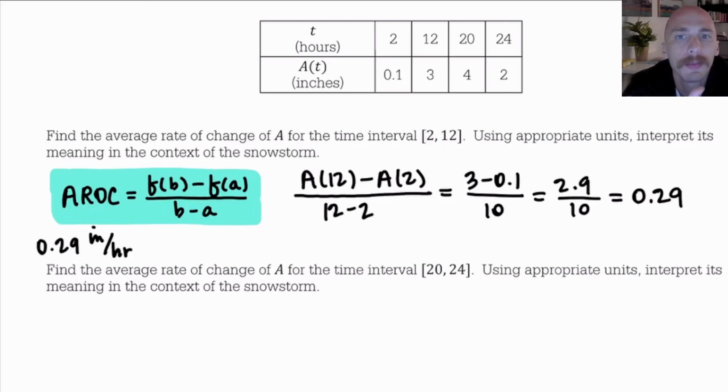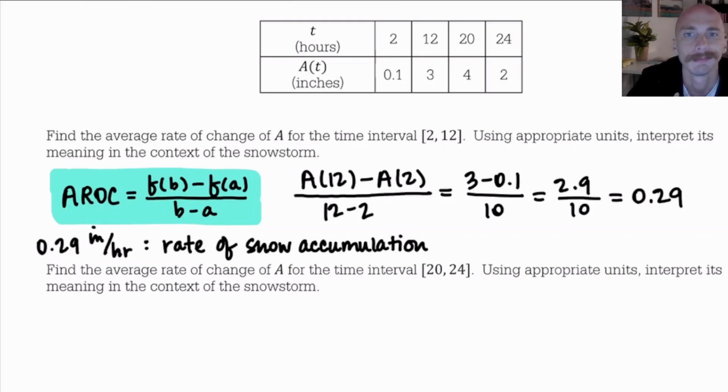And I think that oftentimes the units can kind of lead you to the direction of the meaning. Inches per hour, okay, that would be like the rate at which the height of the snow outside the door was increasing or decreasing. And so we'll say that between time t equals 2 hours and t equals 12 hours, on average, the height of the snow was going up 0.29 inches each hour. Okay, and so I would say, maybe in words, something like rate of snow accumulation. At this point, there's no wrong answer.